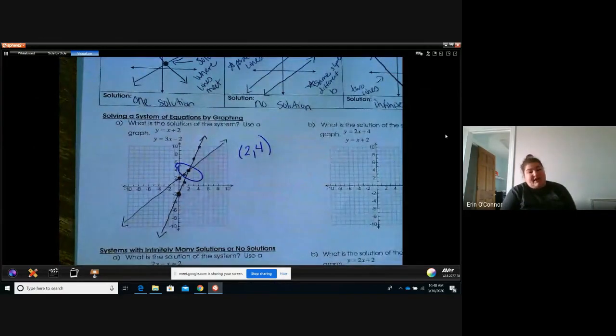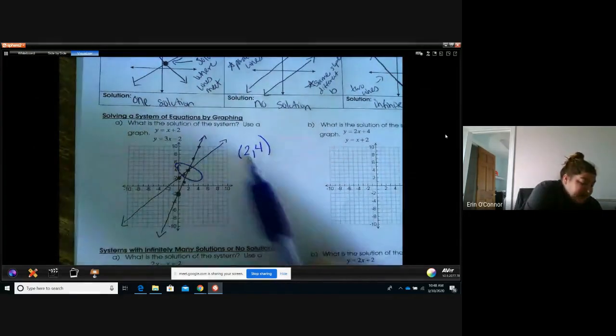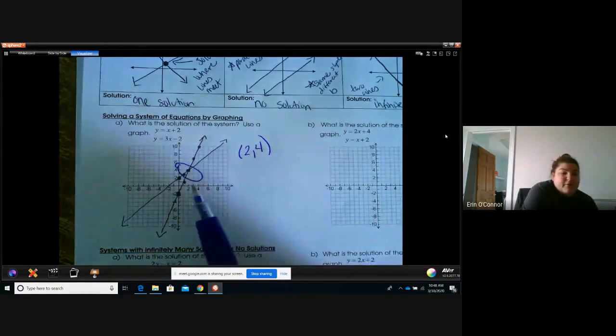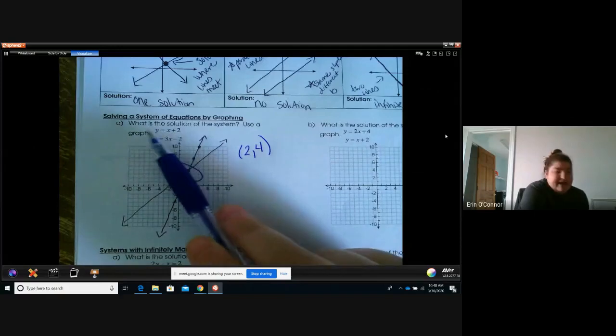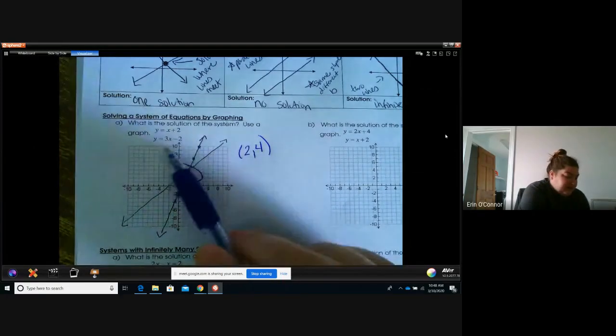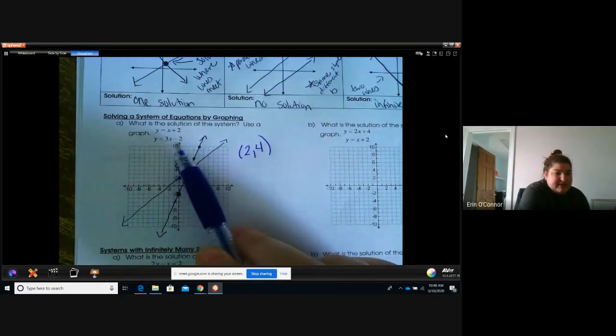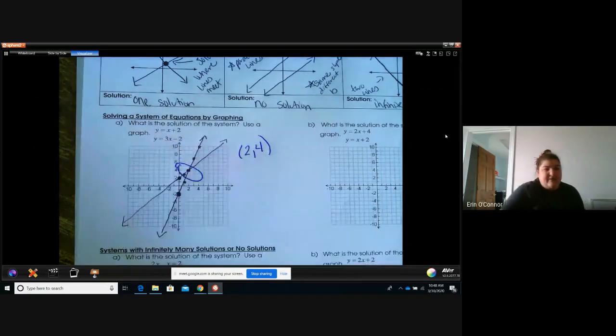Now the way to double check this is we're going to plug 2 in for x for both of these, and hopefully we get 4 out for the y. So 2 plus 2 is 4. We got the y 4. Plug in 2. 2 times 3 is 6. 6 minus 2 is 4. We got a 4. So that is it.